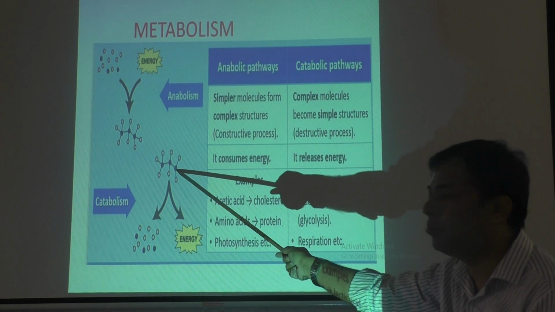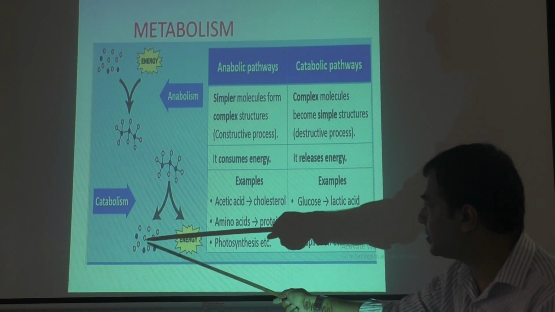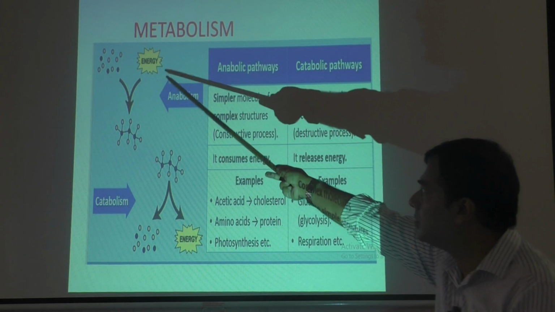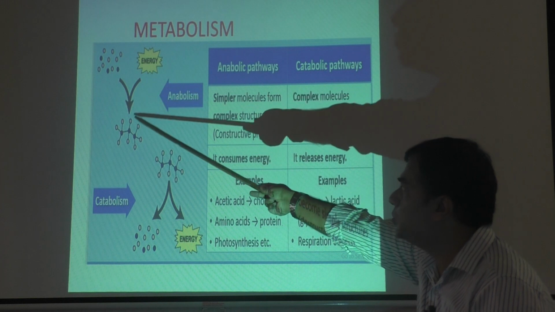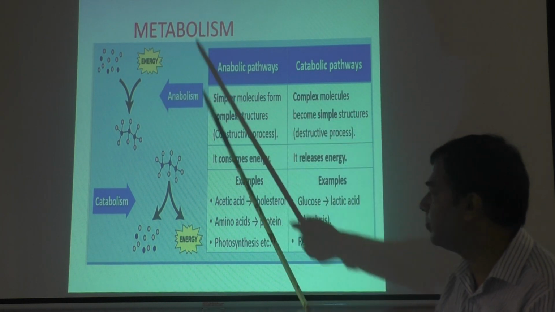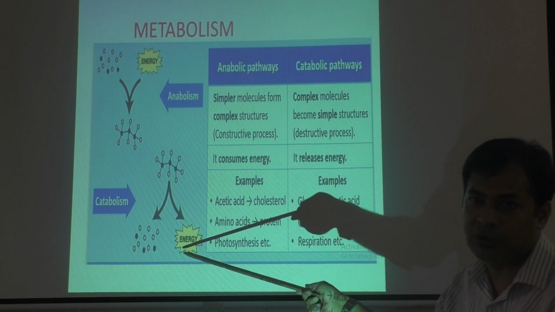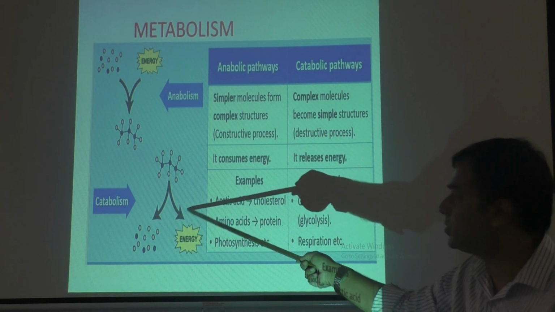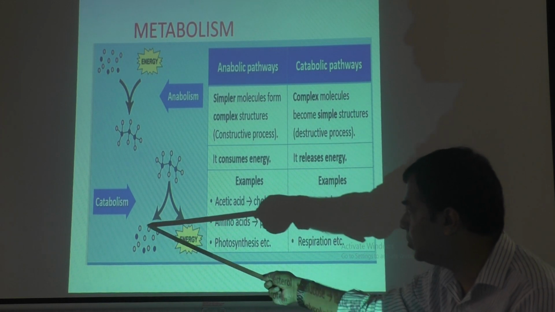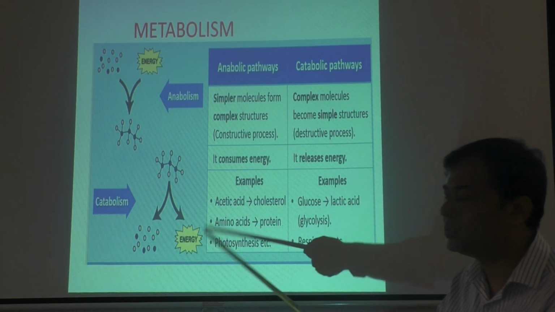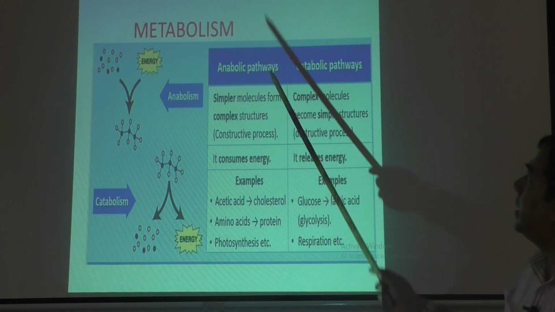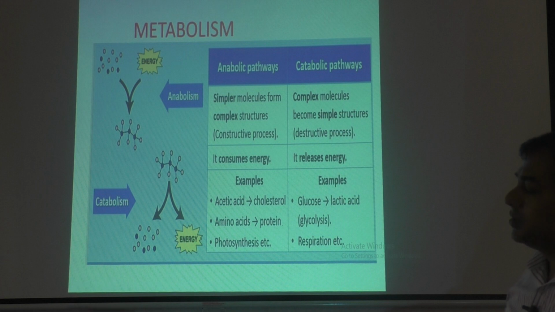Catabolism means the compound breaks and energy is released. Can you see the arrow mark there? This is energy which is used here to produce a new compound. That is a building up process, anabolism. And catabolism is a breakdown process where one compound is broken into many pieces. You can see it is separated and energy is released. So you can see the anabolic and catabolic pathway differences.